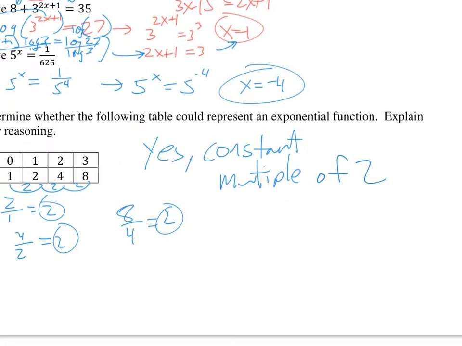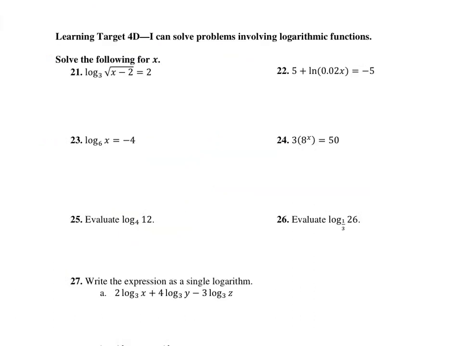I just don't like that word "multiple" here. Probably a better way to say that would be it's not a constant multiple, it's a constant ratio. That's a better way to say it. Okay. Next, we're going to go on to logarithmic equations.